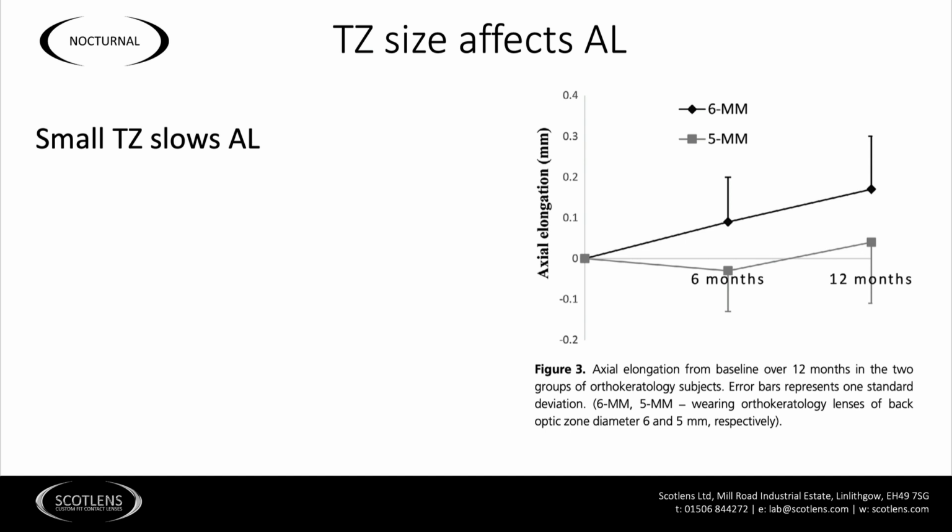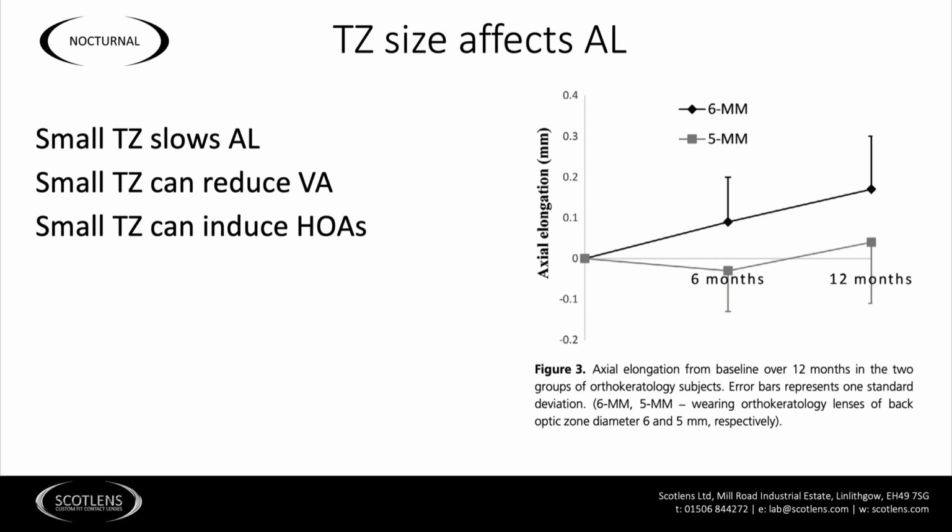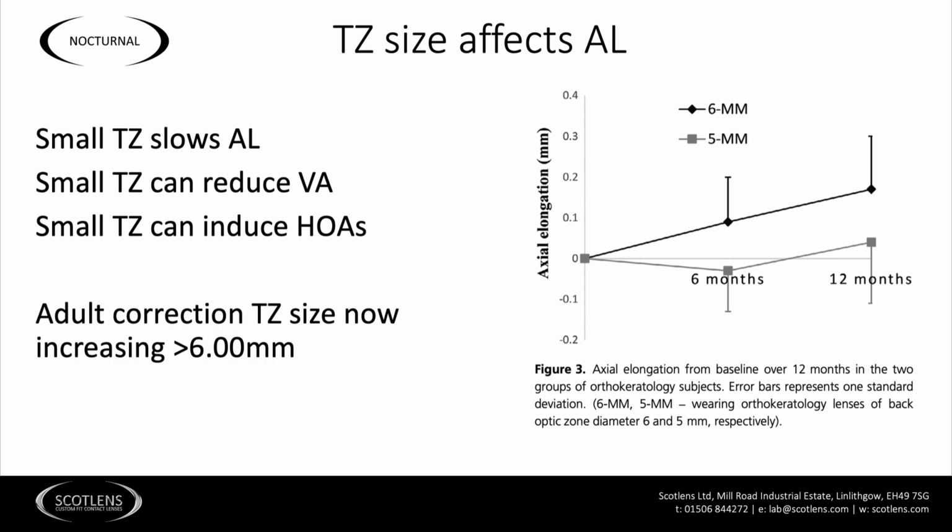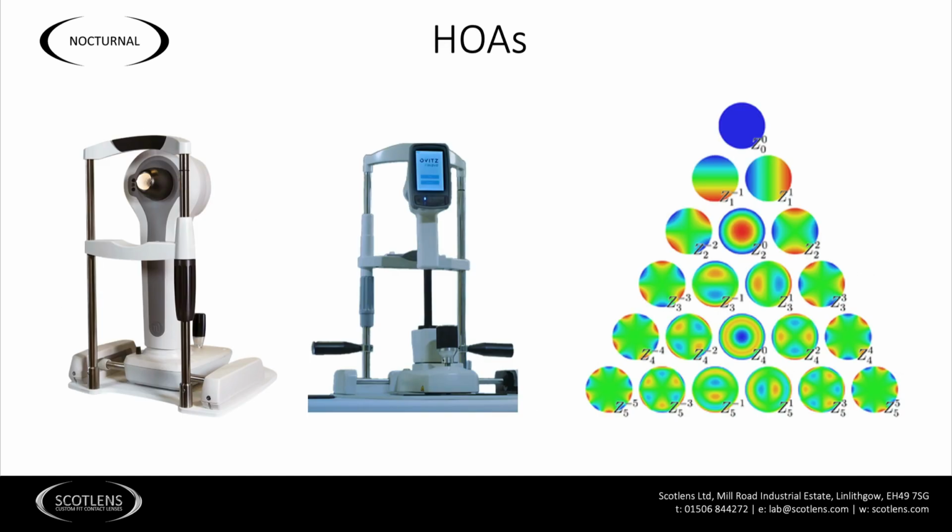So what do we know about treatment zone size? Well, a smaller treatment zone slows axial length, which is a big plus with myopia, but a small treatment zone can also reduce the visual acuity of the patient and can induce more glare and more subjective poor vision. And by doing that, it's inducing higher order aberrations. So we're starting to see a little bit of a split, where adult correction treatment zones are now increasing beyond 6mm, and for children, where the myopia control is a direct effect, we want to see treatment zones that are smaller.